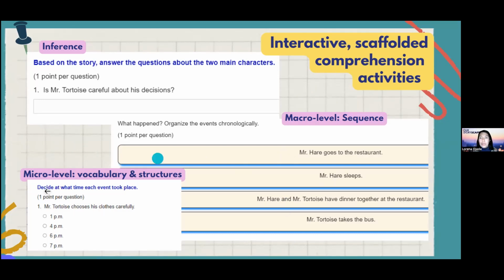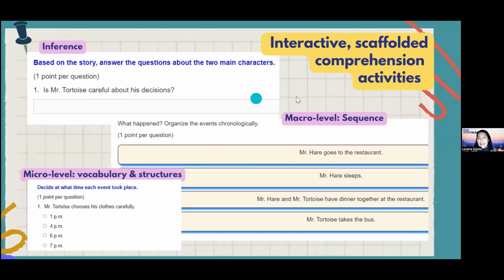On the micro level, we focus on structures based on vocabulary and specific grammar structures. We also can focus on vocabulary, for example, when we talk about who did that or what time, and we're focusing on at, and we can get students to say at using the correct preposition. All right, so these are some of those strategies. Of course, I'm sure you can come up with more, but a different way to approach a story.